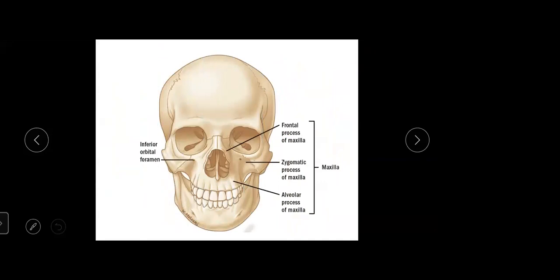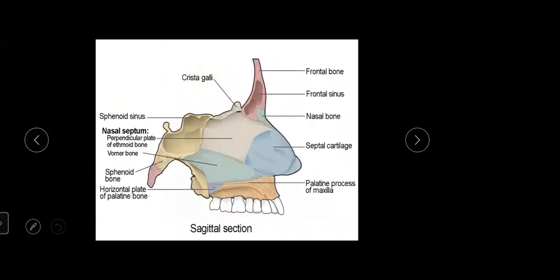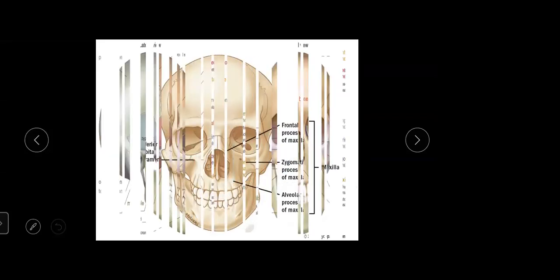It has four processes: the frontal process of the maxillary bone, the zygomatic process of the maxillary bone, and the alveolar process. The fourth process is best demonstrated by the lateral projection, which is named the palatine process of the maxillary bone.